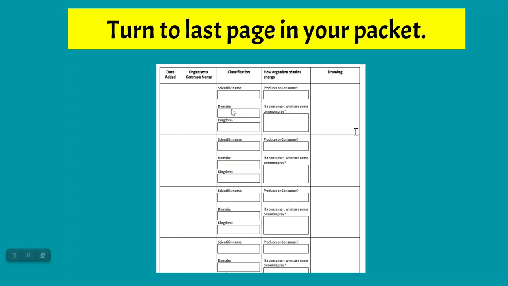And then you need to add in the scientific name, the domain, the kingdom. Remember, scientific name is genus and species. Then you want to talk about how it gets its energy. Is it a producer or a consumer? If it's a consumer, what are some of the common prey? What might it eat? And then a quick drawing. Okay, so you can certainly Google how to draw something like Chlamydomonas or Spirogyra or Daphnia.